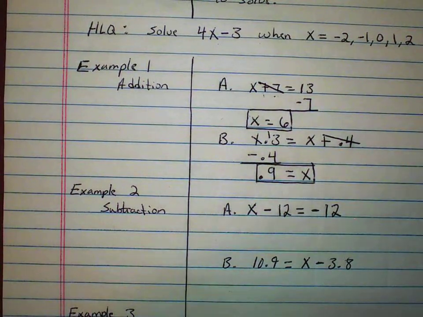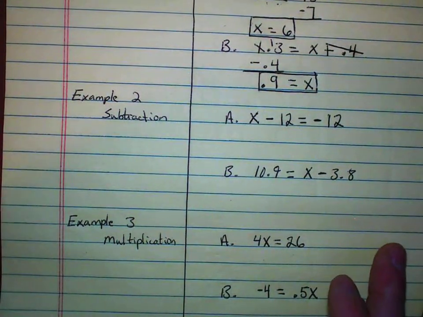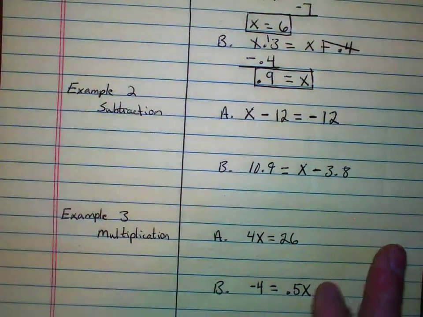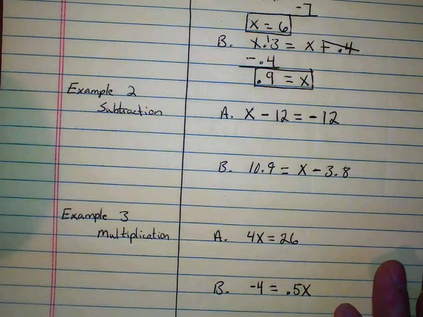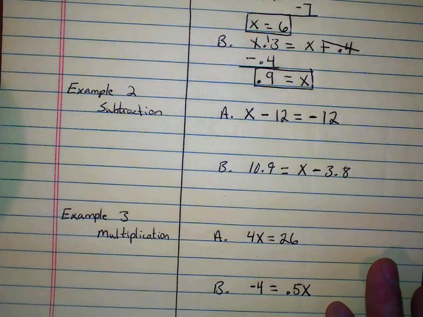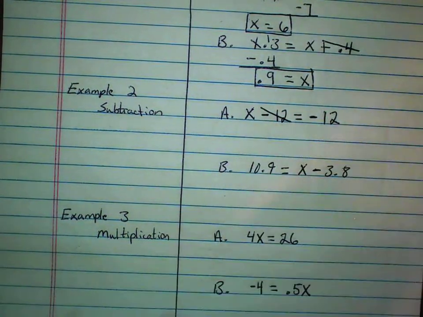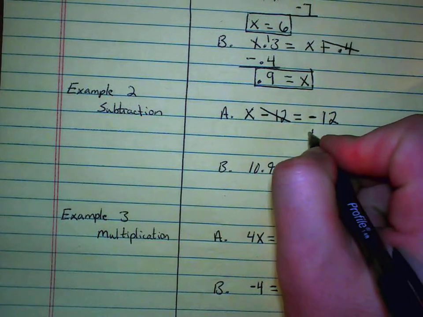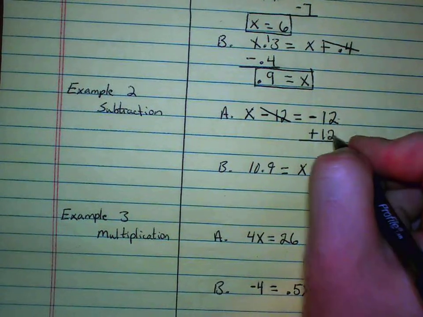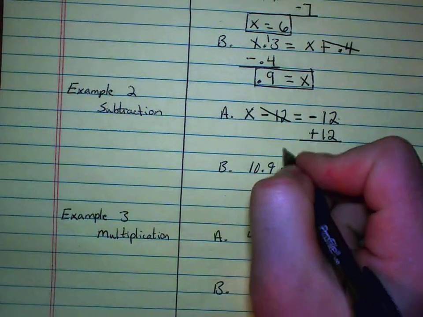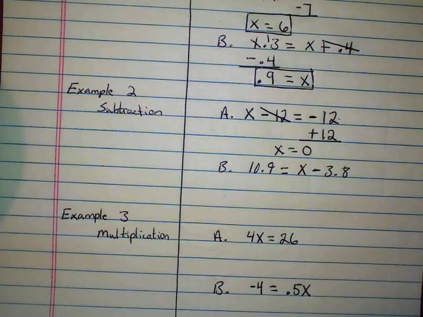Okay? So look at example number 2. Example number 2, we're dealing with problems that strictly involve subtraction. So x minus 12. Scratch that out. We're not going to minus 12, we are going to add 12. So -12 plus 12, those are opposites. So x equals 0.